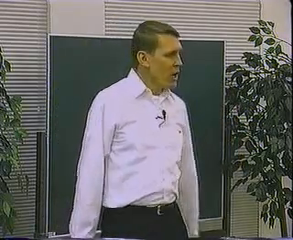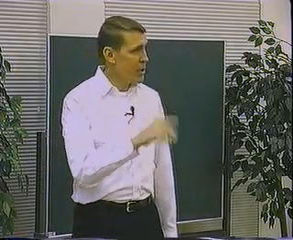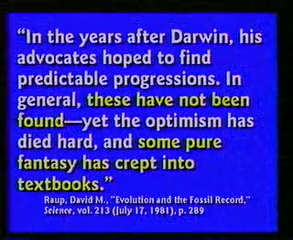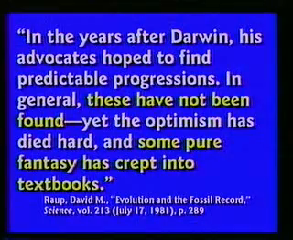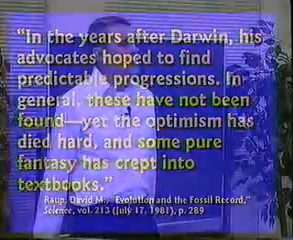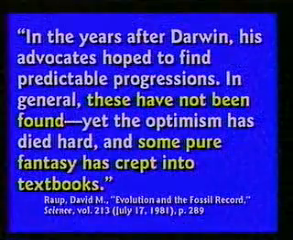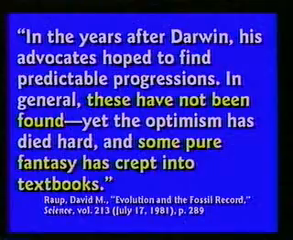Okay, David Ropp, who teaches or works at the American Museum of Natural History in New York City. He's one of the guys at the museum, and he's a strong believer in evolution. He said, in the years after Darwin, his advocates, the people that promote him, hoped to find predictable progressions. By that, sequencing from apes to humans. Slightly bigger, slightly bigger, slightly bigger, slightly bigger. In general, these have not been found, yet the optimism has died hard, and some pure fantasy has crept into textbooks. Oh, you're kidding. Fantasy in our textbooks? Yes, there's fantasy in the textbooks.